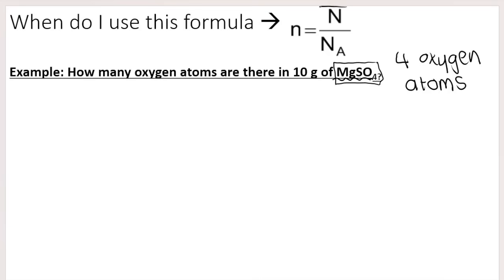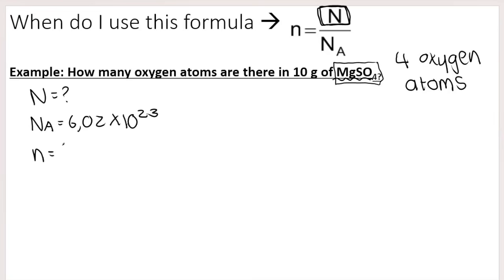So we're first going to find N, which will be the number of magnesium sulfate compounds. But if you look at what we're given, I hope you notice the issue. We're looking for N. This one is our constant, which is 6.02 times 10 to the 23. We don't know the number of moles. We do know mass in grams. So what we're first going to have to do is find the number of moles using this formula.